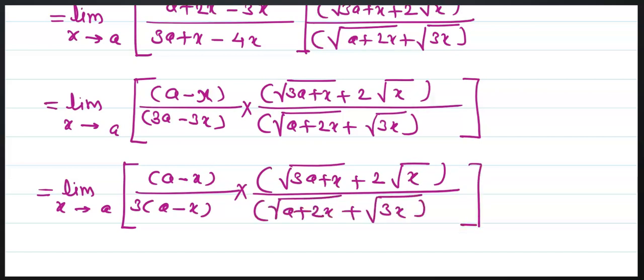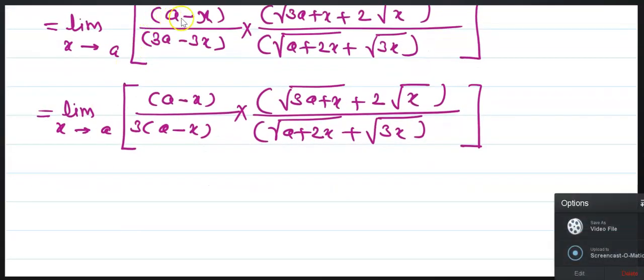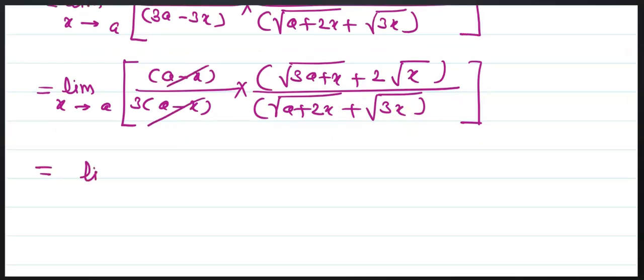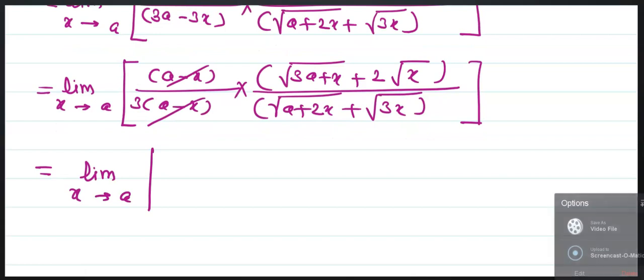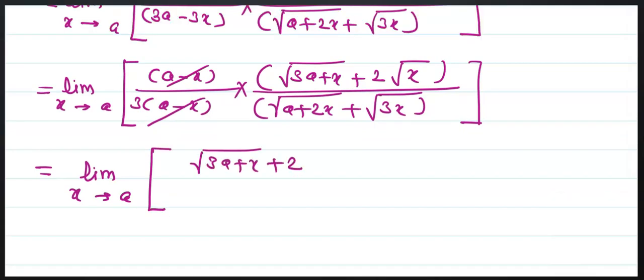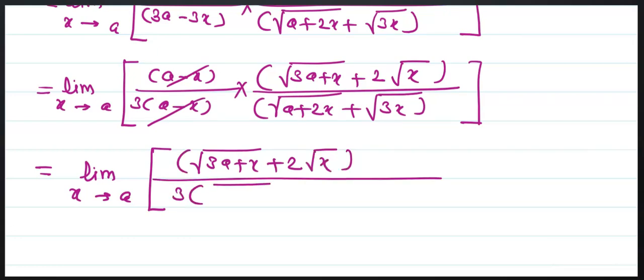See this here, this is a minus x. Take 3 as common. I have taken 3 as common. And in brackets you will get a minus x into root of 3a plus x plus 2 root x, upon root of a plus 2x plus root of 3x. The a minus x from the numerator will get cancelled. Now see this again, and in the next step we substitute x by a.